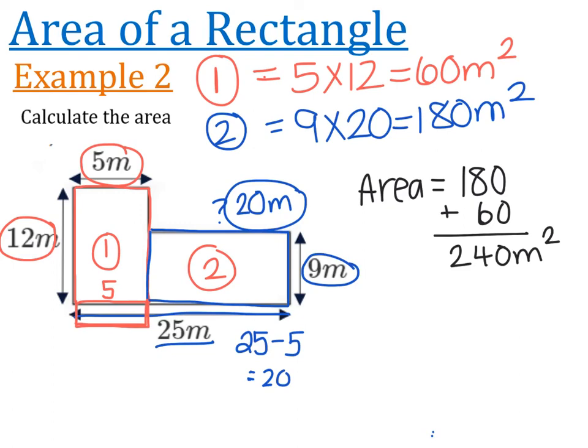All right, there are 2 tasks for you to do today. One is just really straightforward area and perimeter of a rectangle, and then the other one is the area of a compound shape like these L shapes here.